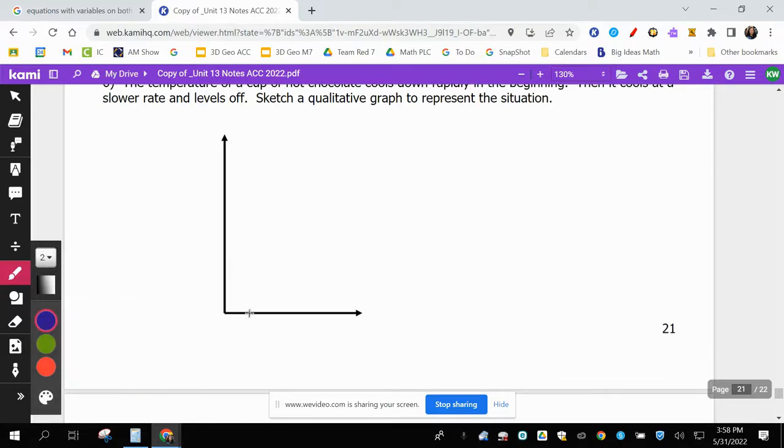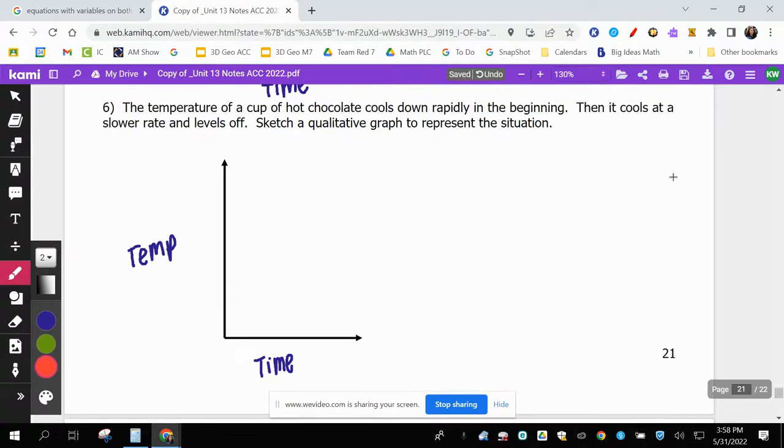So I'm going to make time as my x-axis, and my y-axis I'm going to write temperature, but I'm going to abbreviate it as temp. So the very first thing it says is it's hot chocolate. So the temperature is pretty hot. And it's going to cool down rapidly, which means the temperature is going to decrease. And since it says rapidly, we're going to make it a steep decrease.